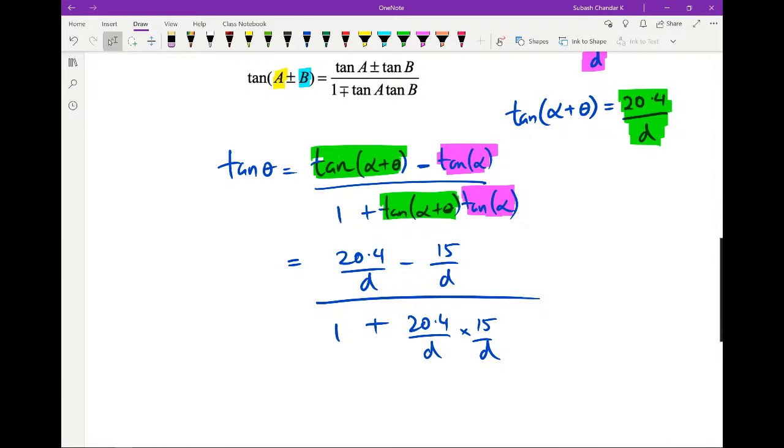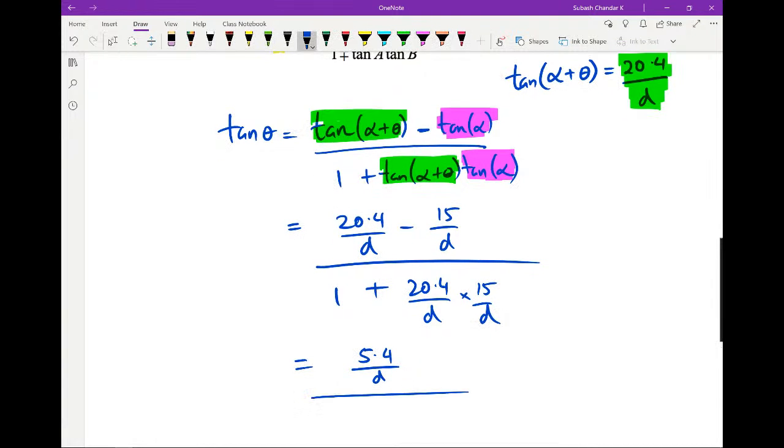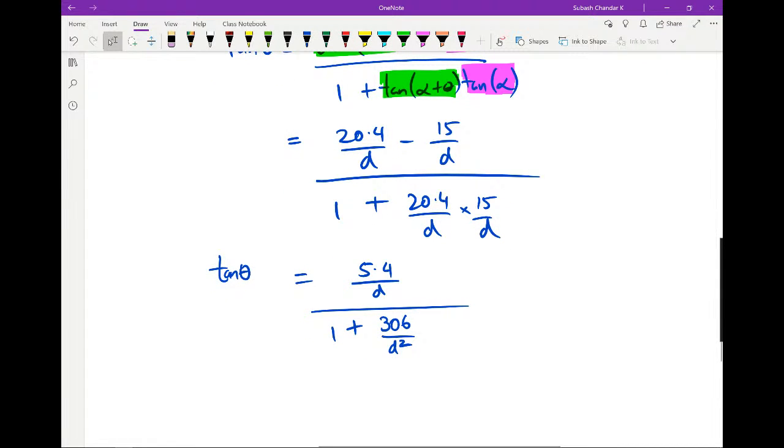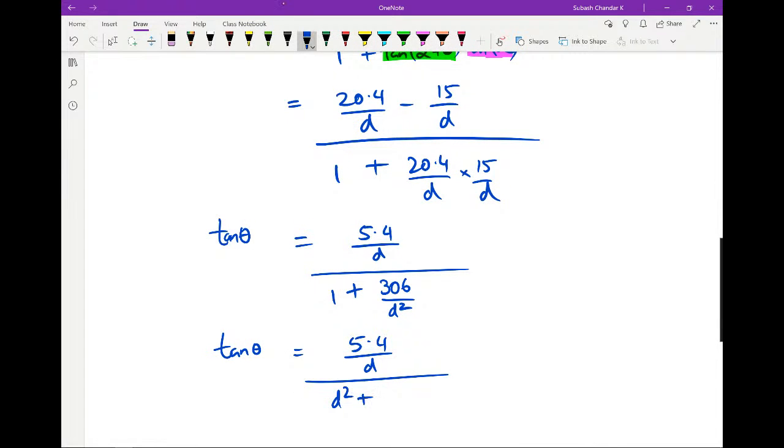Okay, so what we're then going to get is, what do we got? 5.4 over d, and the whole thing is divided by 1 plus 20.4 times 15 is 306. So we're going to get 306 over d squared. Now this is still just tan theta. All of this is just tan theta. So then we can write this as tan theta is 5.4 over d, and the whole thing is divided by d squared plus 306 over d squared.